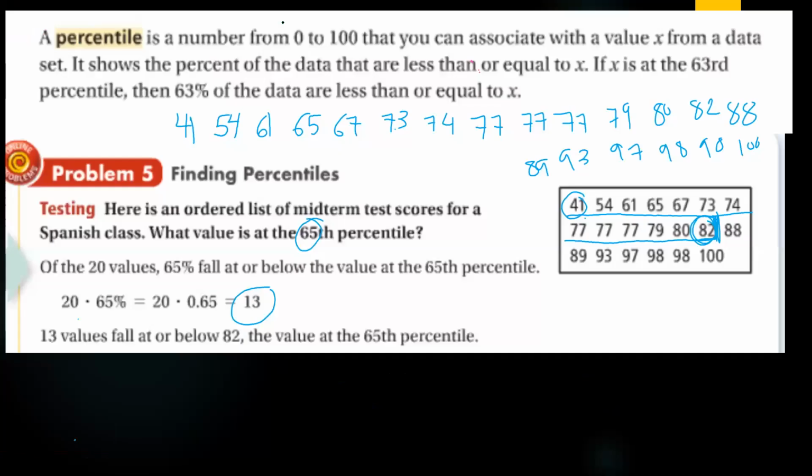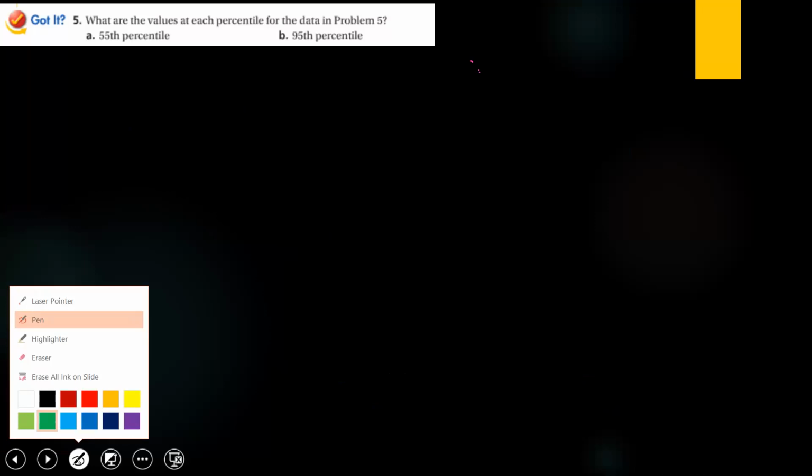Now, what are the values at each percentile for the data in problem 5? Here now, the first one here, I found 65. I want now to find the 55th percentile. The 55th, sorry. So what did I have to do here? I will multiply 55 percent by the number of the scores, or the girls. So I will say it is 0.55 times 20.